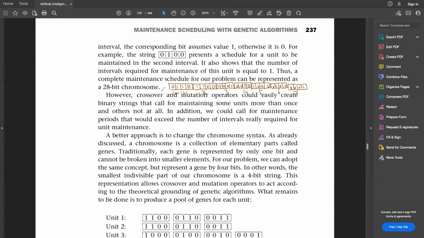Okay, so for each of the units, we have those 4 bits that represent their separate schedules. But when we combine them together, that is 7 times 4, we get the 28-bit chromosome. So our chromosome takes on 28 bits, but 4 bits will be associated with each unit, okay? So that is the 28-bit chromosome that we can have.